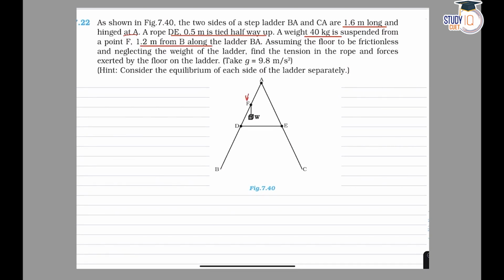So we can say that the length from A to F is 0.4 meter, and from F to D, the length will also be 0.4 meter. The length of DE is given as 0.5 meter, and the length from B to C will be 1 meter. Let's say this angle is theta.